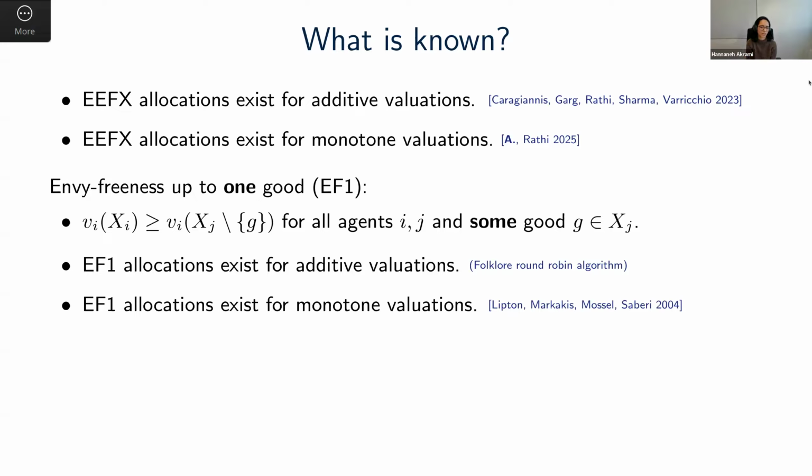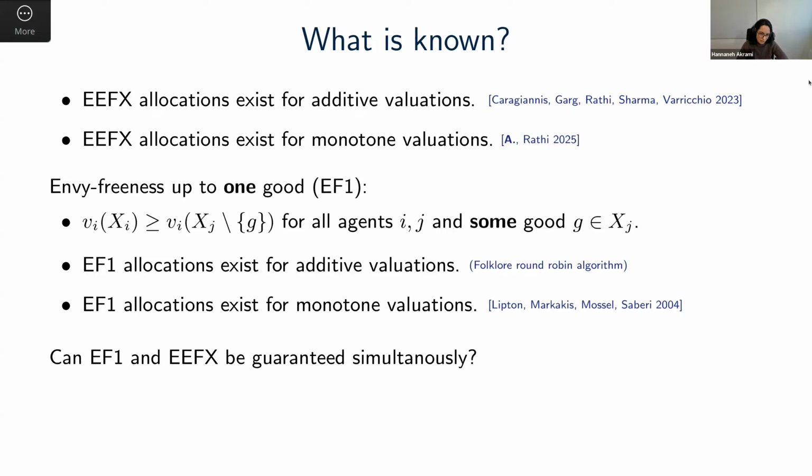Same story as epistemic EFX. For EF1, a simple folklore round-robin algorithm proves that it exists for additive valuations, and even for monotone valuations, we know that it exists. Okay, so now finally I can come to the question that we answer in this work, and that is whether we can guarantee EF1 and epistemic EFX at the same time. So whether there exist allocations that are EF1 and epistemic EFX simultaneously.